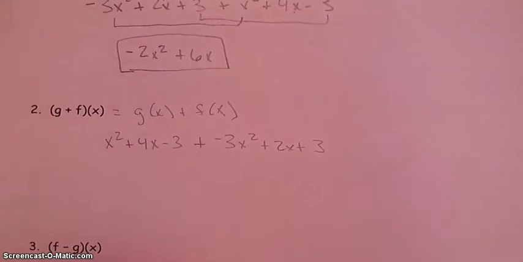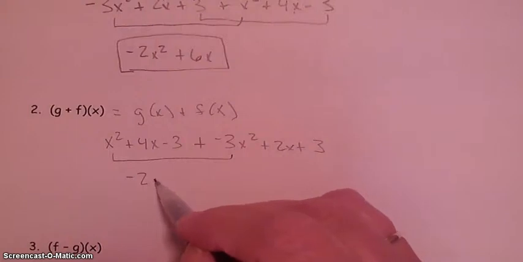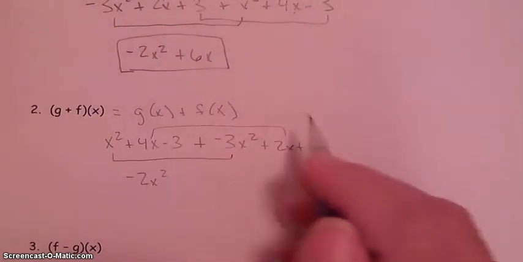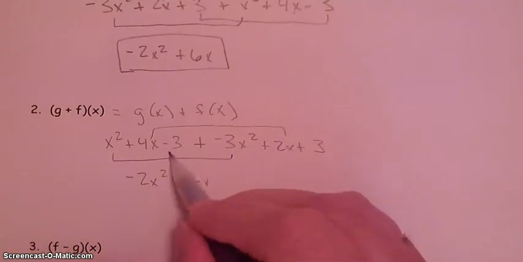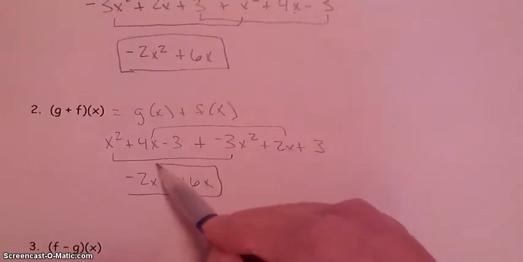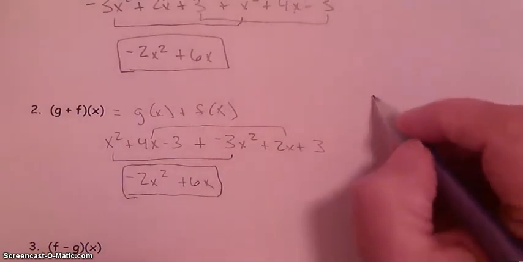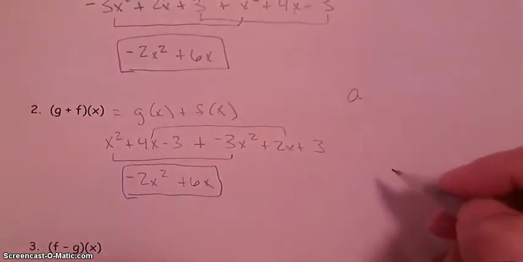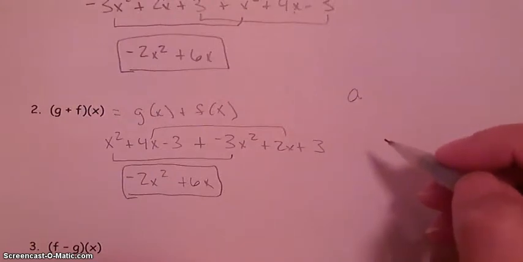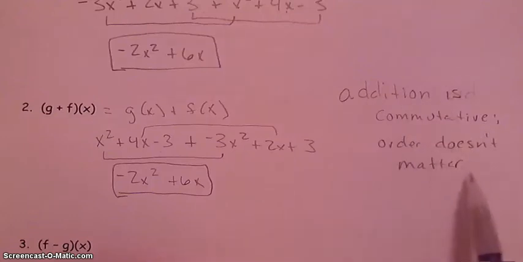So if I look at this example here, we combine our like terms. I have x squared minus 3x squared, which gives me minus 2x squared. 4x and 2x are like terms. 4 plus 2 is 6x, and then negative 3 plus 3 is 0. So my answer here would be negative 2x squared plus 6x. So I noticed that these are the same. So I know that addition is what we consider the commutative property, and order doesn't matter. So I'm just going to write that down out here to the side. Okay, so real quick, I just wrote out here to the side that addition is commutative and order doesn't matter.